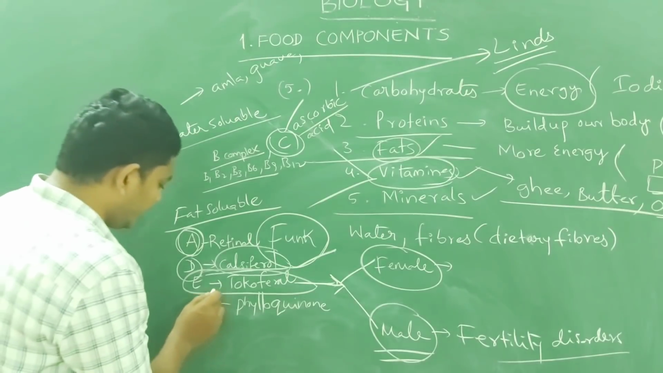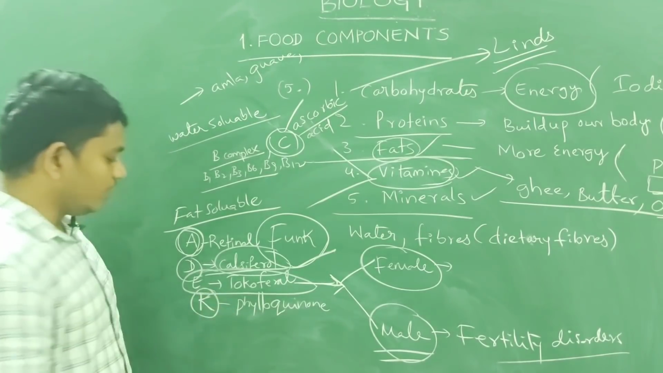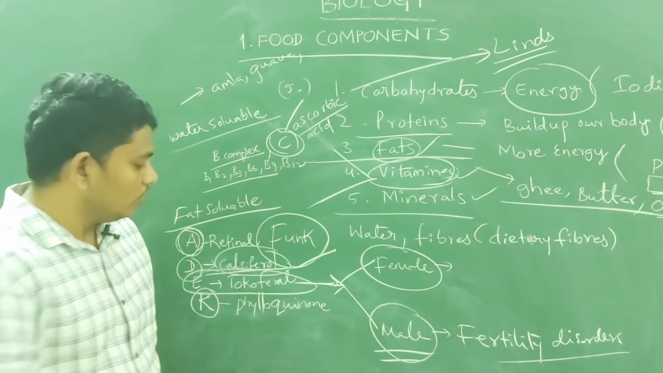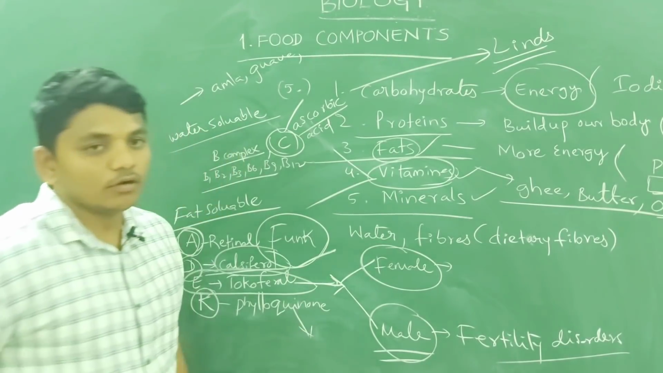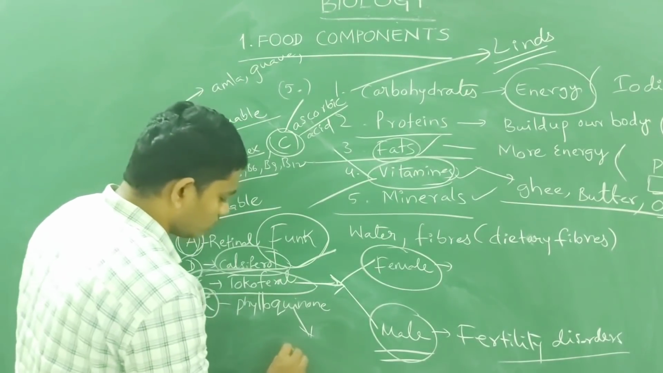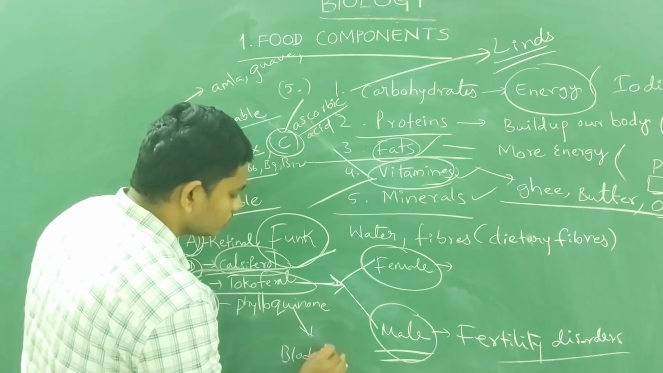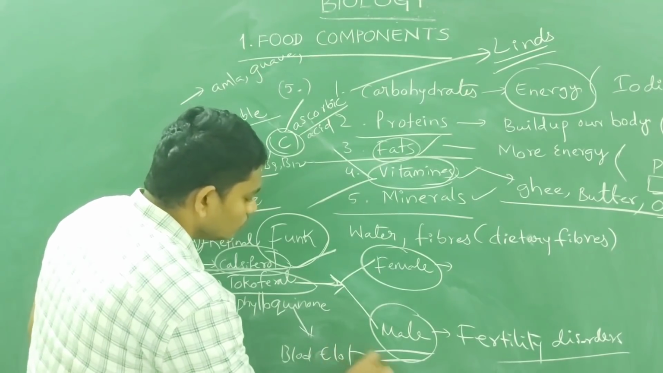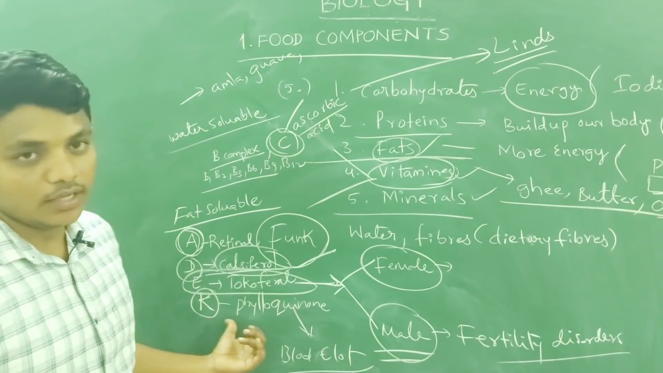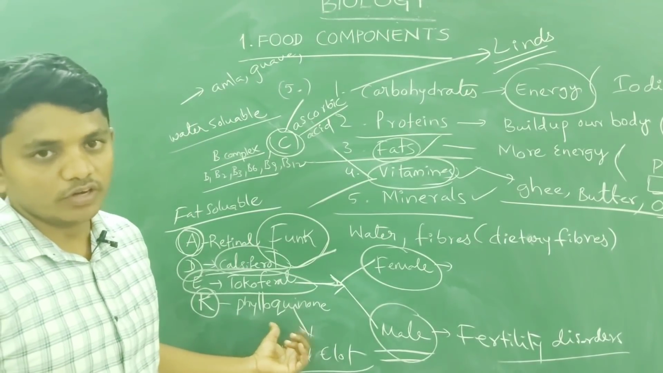Okay, here K vitamin, which means phylloquinone, is for blood clotting. For the blood clot, K vitamin is very essential. So what is the vitamin responsible for the clotting of blood? K vitamin is responsible for the clotting of blood.